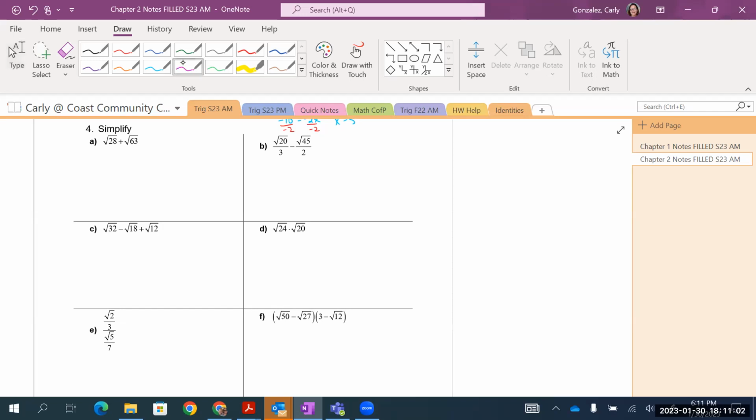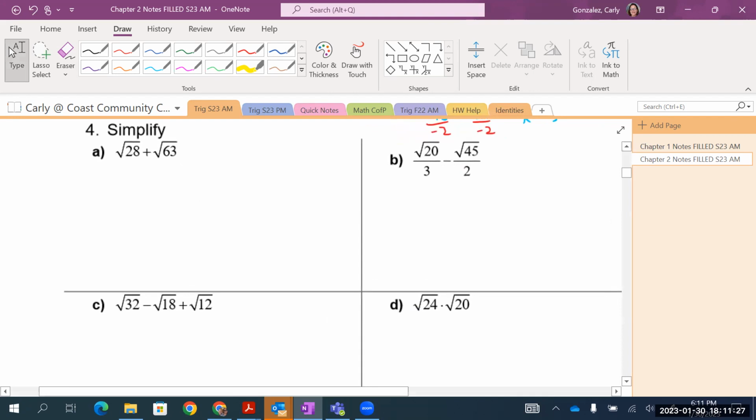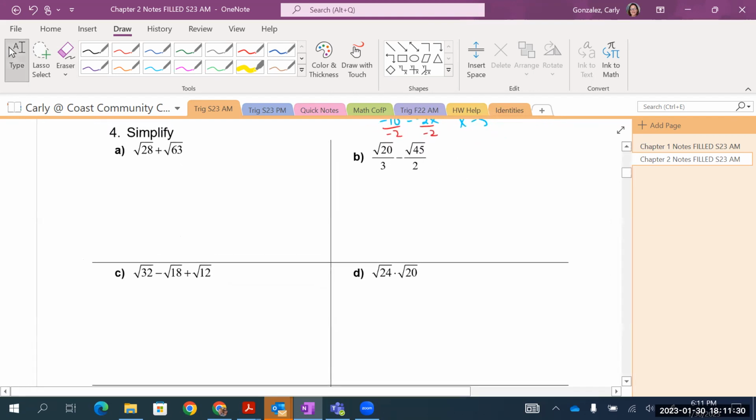So just like when we add or subtract fractions, we need a common denominator. When we add or subtract square roots, in order to combine them, they have to be the same square root. So we can add a square root of 2 to another square root of 2, but we cannot add a square root of 3 to a square root of 2. So let's see this in practice. For number 4a, we have the square root of 28 plus the square root of 63.